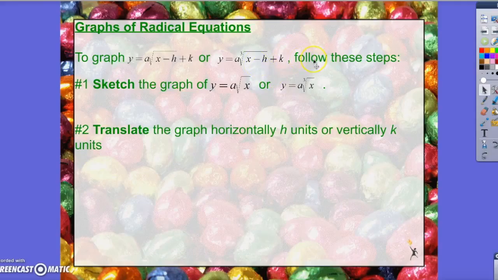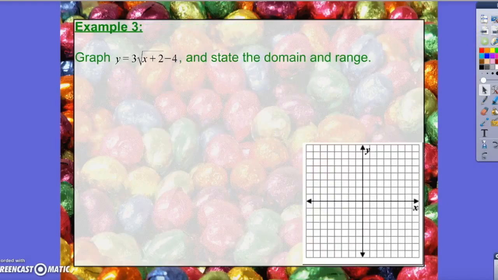Now you've seen h and k before with absolute value graphs. You've seen them with quadratics. A lot of times they were your vertex, so this is slightly different. All right, maybe a little familiar. Let's see how we apply the next one. Example 3, graph y equals 3 square root of x plus 2 minus 4. State the domain and range.